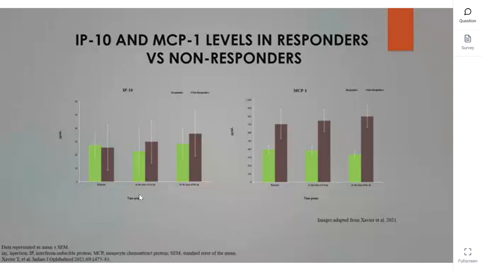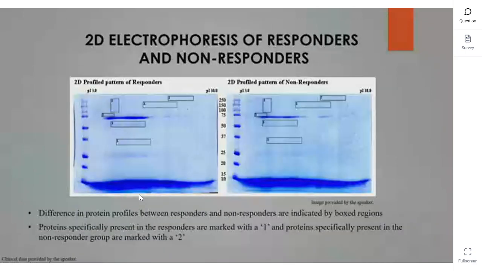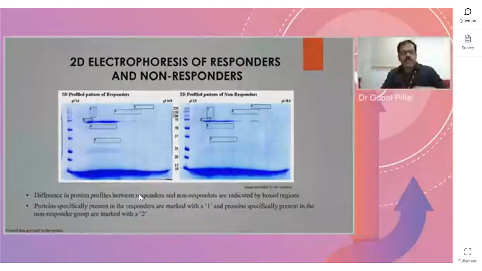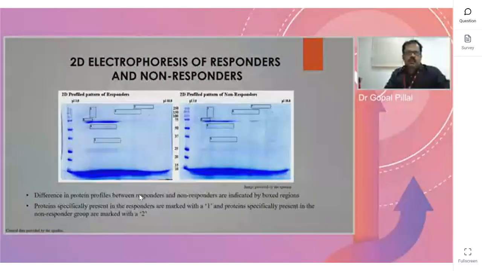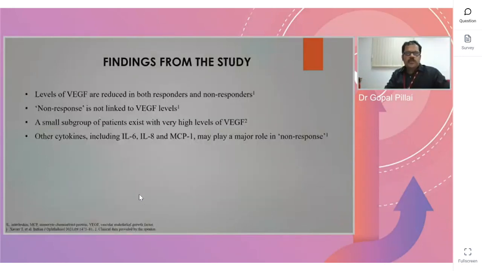responder and non-responders. This is a 2D electrophoresis of responders' pooled aqueous versus non-responders, and we found some areas where there was a difference. And now we are going to do mass spectroscopy to identify the proteins.